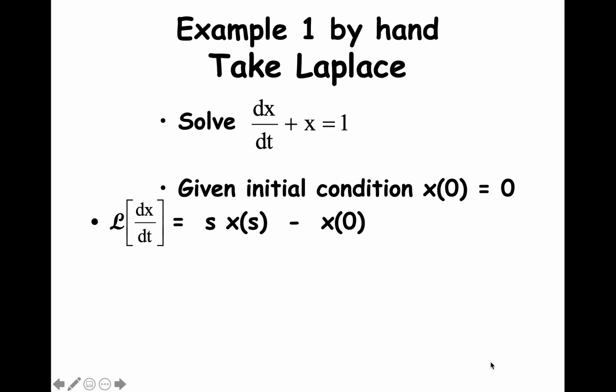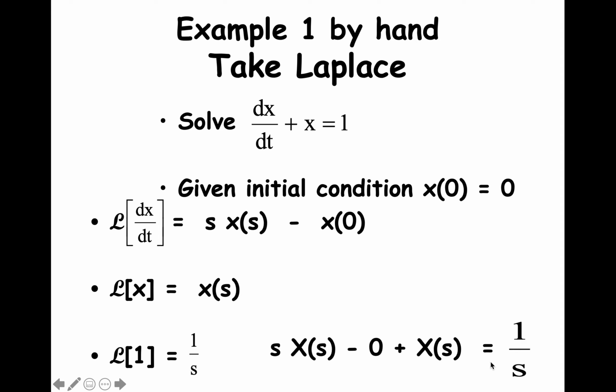Taking term by term, the Laplace transform of the first term, dx/dt, is s times X(s) minus x(0), where x(0) is the initial condition. The Laplace transform of the second term, x, is X(s). The Laplace transform of the third term, 1, is 1/s. Combining terms produces s times X(s) minus 0 plus X(s) equals 1/s.